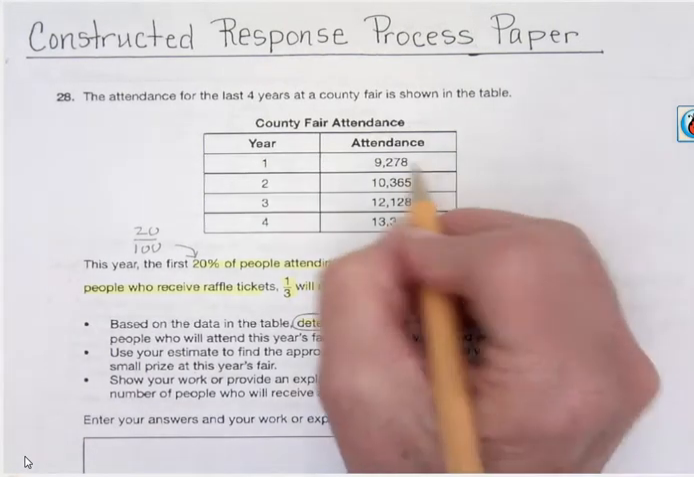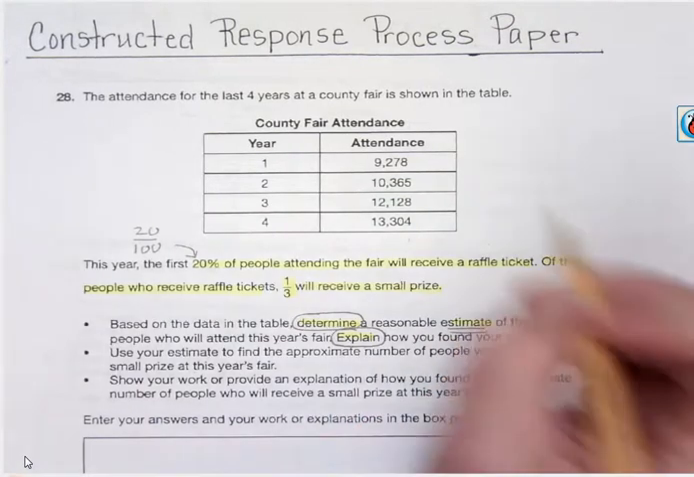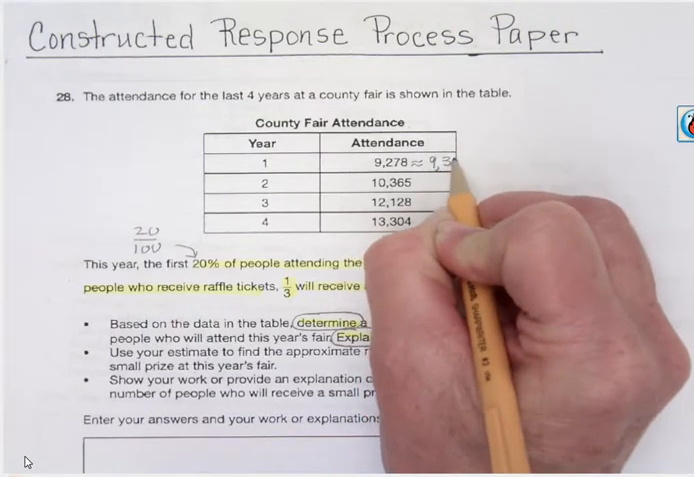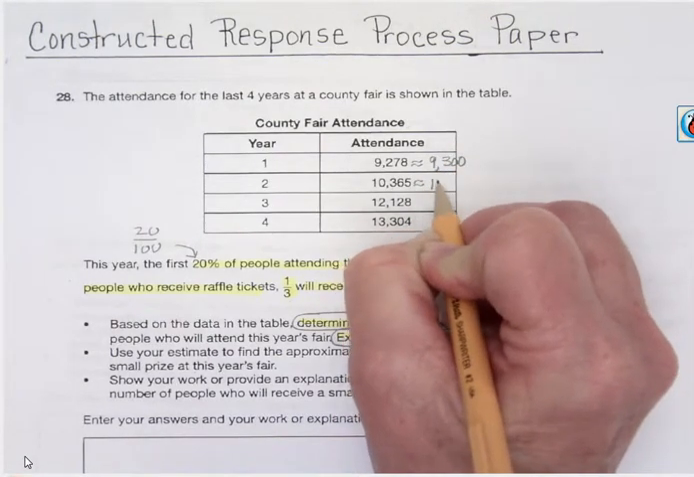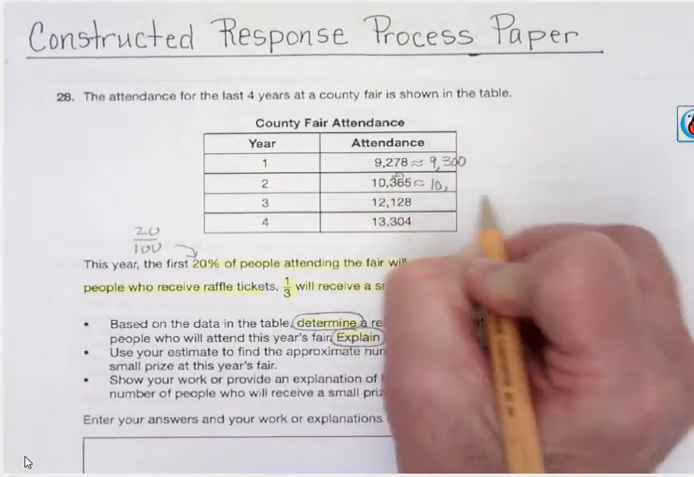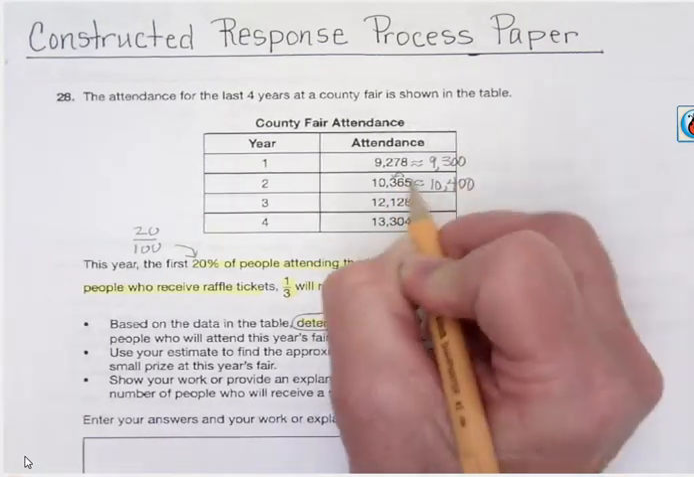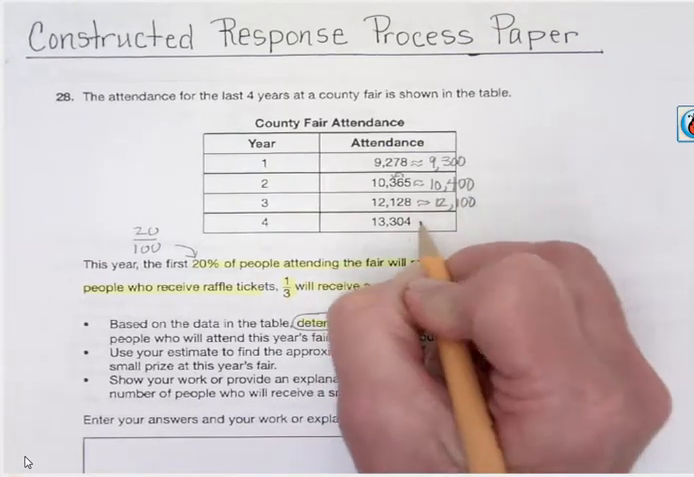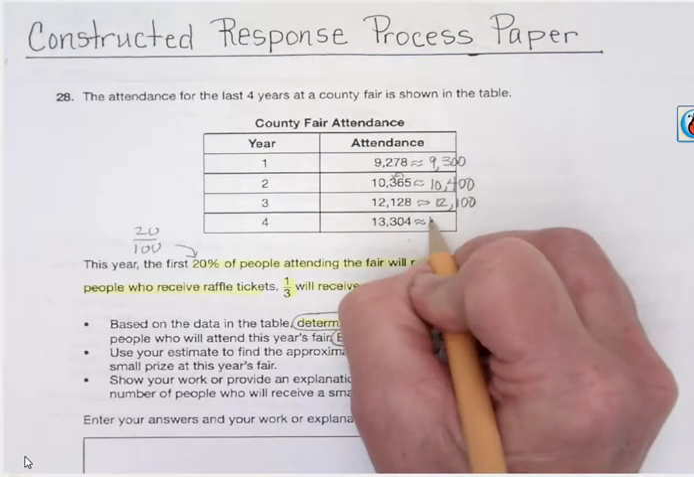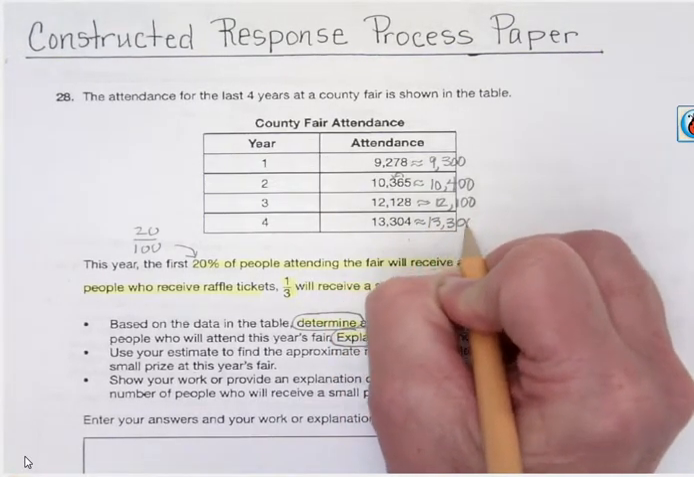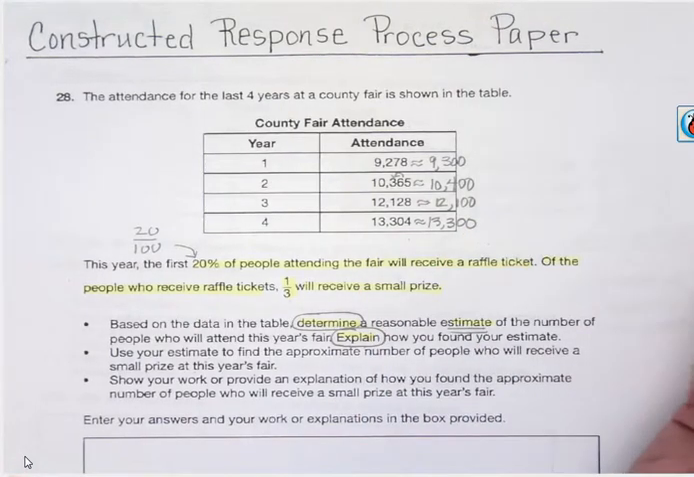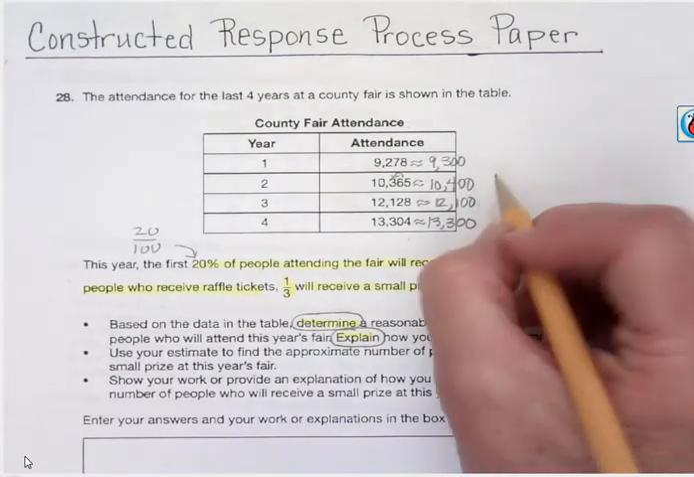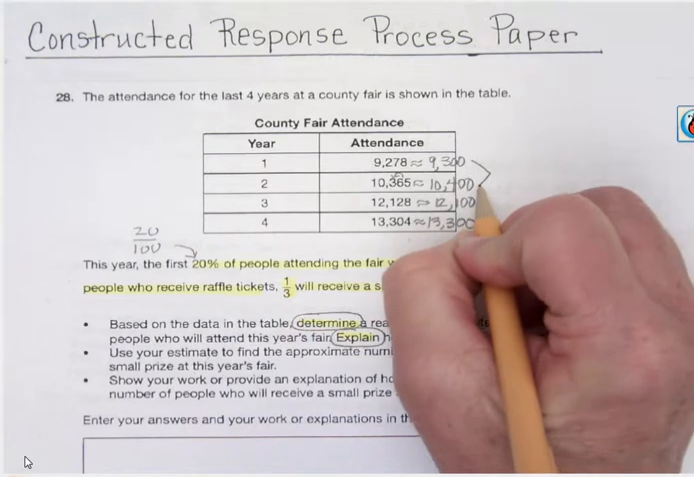Since I'm able to estimate, I'm going to make it a little easier on myself and round each of the attendances to the nearest hundred. So the 12,128 is going to be 12,100. My 13,304 will be 13,300. If I'm going to next find the average change per year, I need to find the difference in attendance per year.